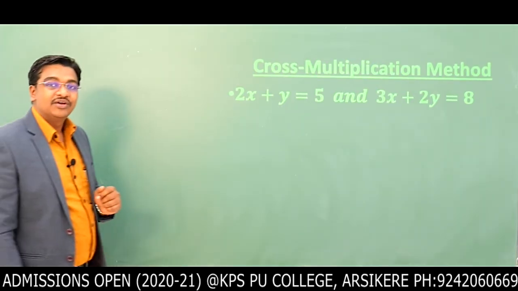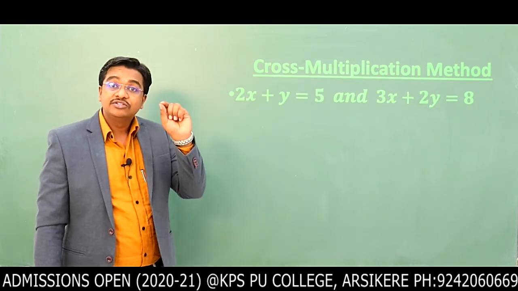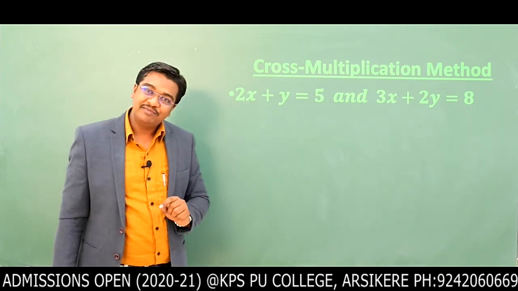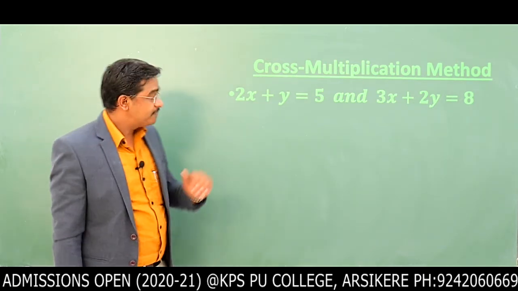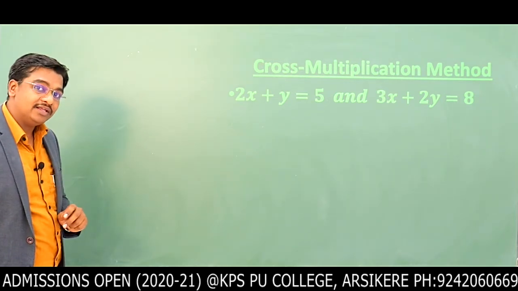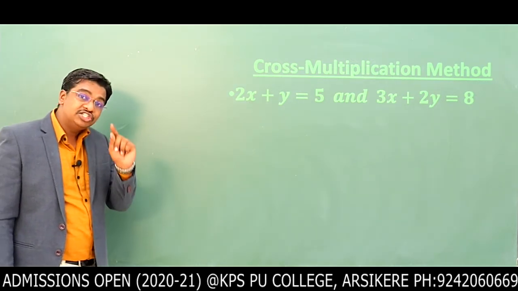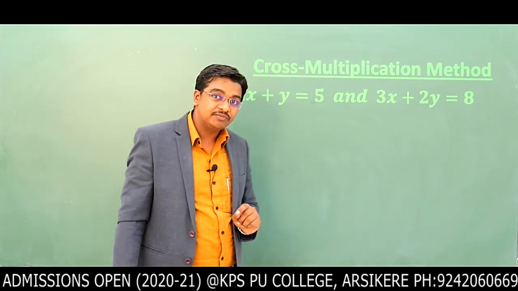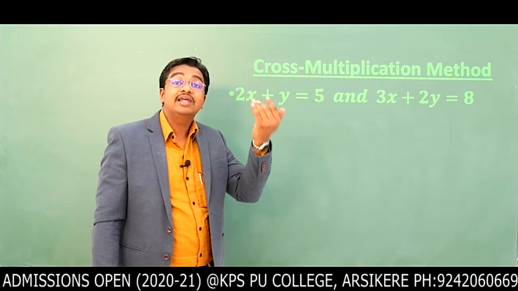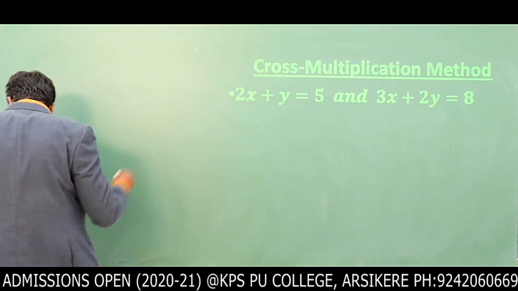Now dear children, we will discuss two questions on cross multiplication, that is, find the solution of the given pair of linear equations using cross multiplication. First look at the equations: 2x plus y is equal to 5 and 3x plus 2y is equal to 8. So first, we will reduce the given equations to general form. What is the general form? Just observe, ax plus by plus c is equal to 0, where c is on the LHS. So I reduce them that way.